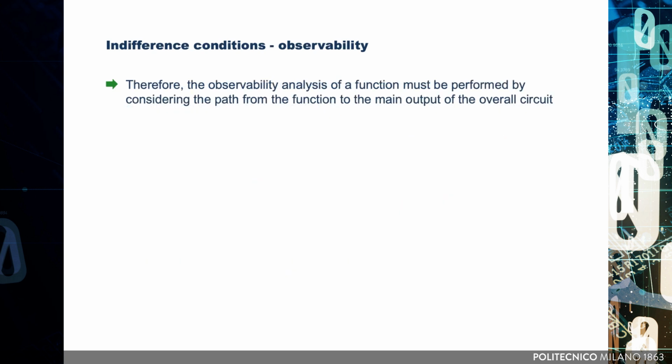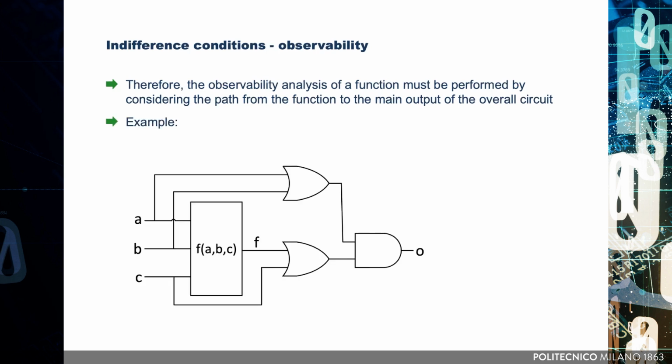The observability analysis of a function must be carried out by considering the path from the function itself to the main output of the overall circuit. Here is an example. A 1 on the second input of the OR gate downstream of F makes F non-observable. Therefore, all input values where C is equal to 1 represent don't care conditions, namely 1, 3, 5, and 7.